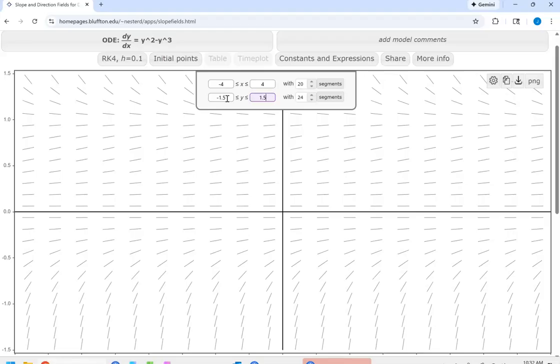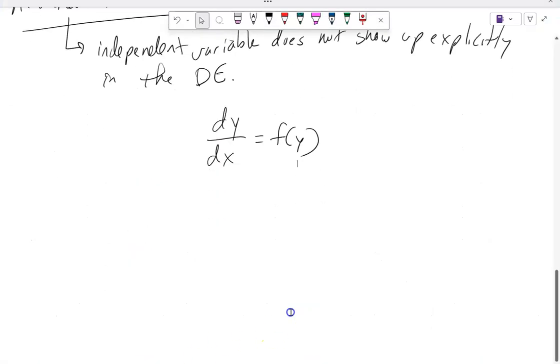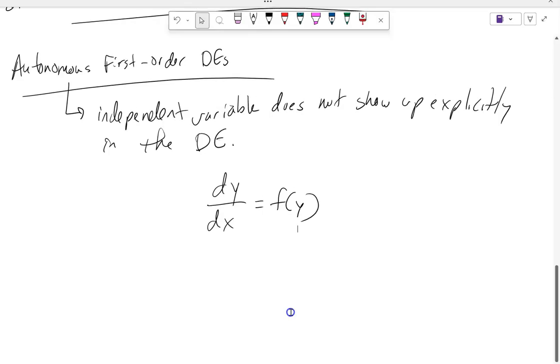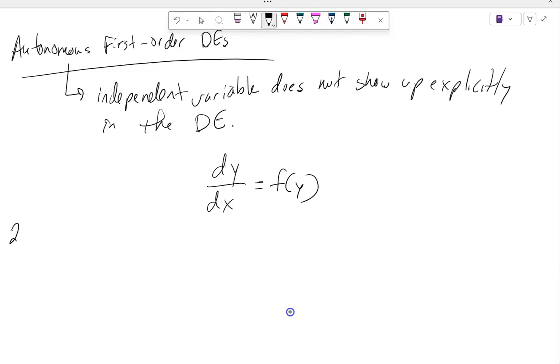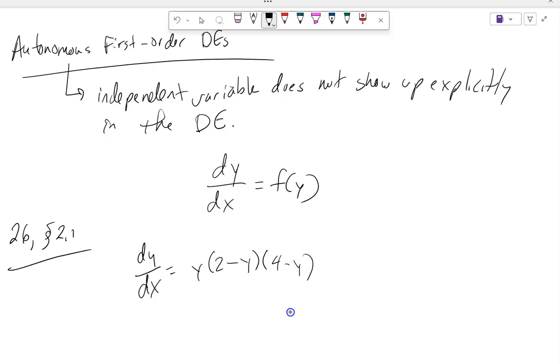So if I didn't have the slope field, how would we analyze this? So let's do number 26 in your text without doing a slope field. Not that you can't do a slope field to check your answers, but let's look at number 26. They give you dy/dx equals y times (2 minus y) times (4 minus y).